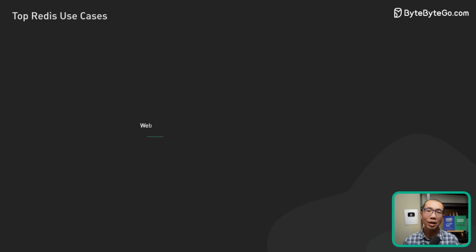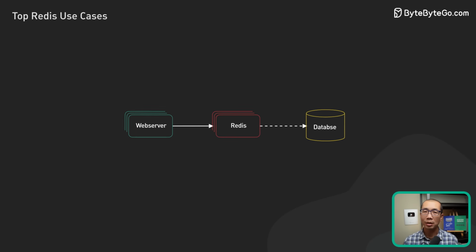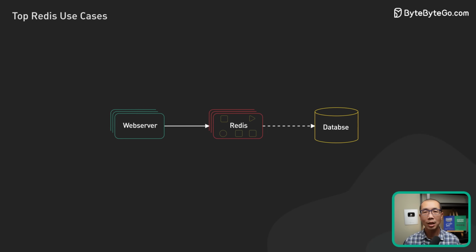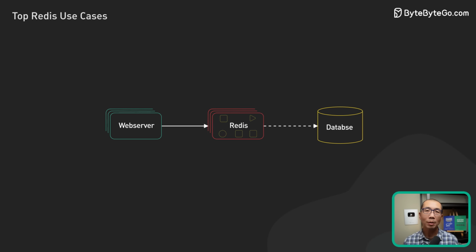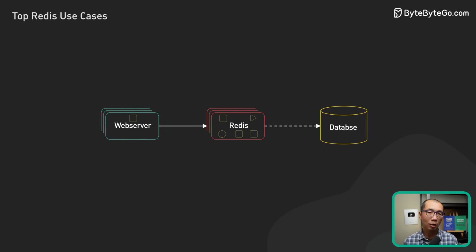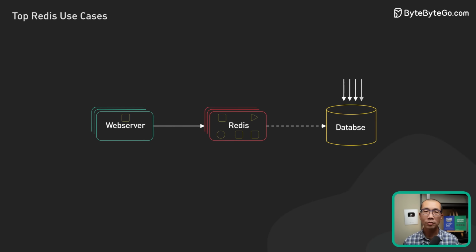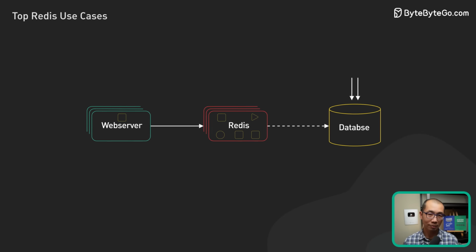The number one use case for Redis is caching objects to speed up web applications. In this use case, Redis stores frequently requested data in memory. It allows the web servers to return frequently accessed data quickly. This reduces the load on the database and improves the response time for the application.